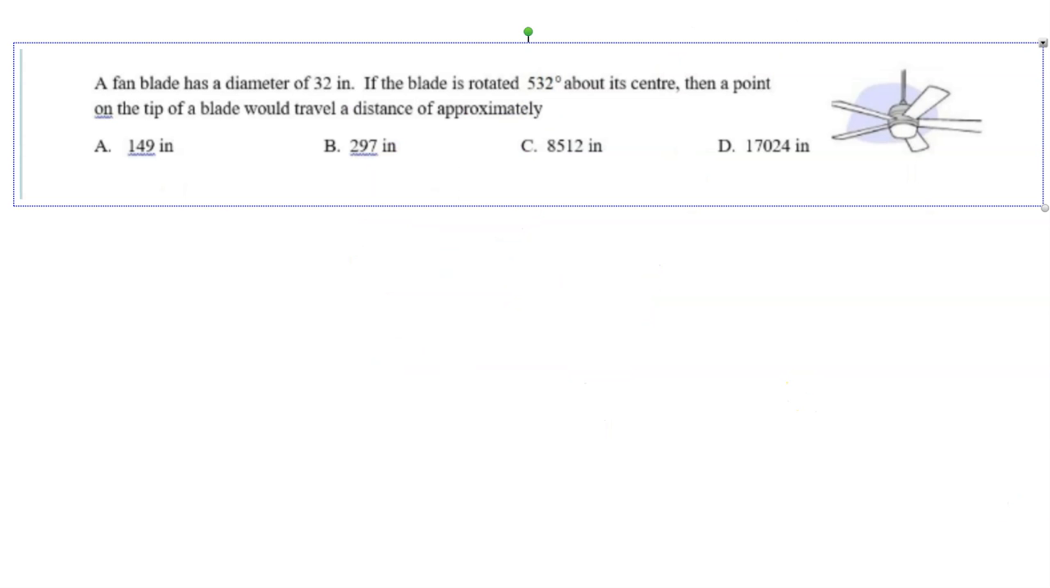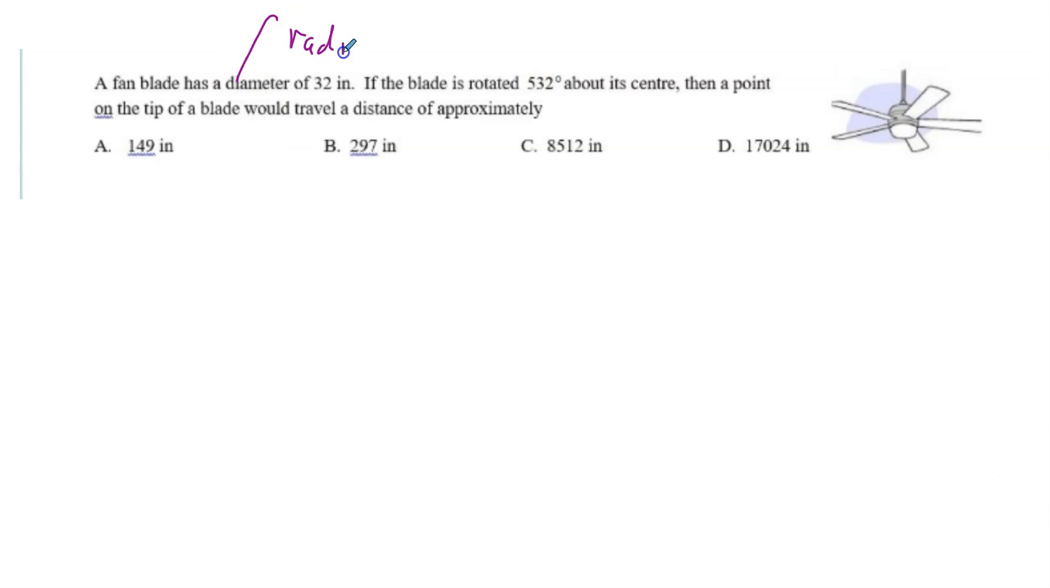A fan blade has a diameter of 32. As soon as I read diameter, that means the radius is 16 inches, because nowhere do we have anything where we use D in a formula. If the blade is rotated 532 degrees about its center, then a point on the tip would travel a distance of approximately. So we want this formula: A is equal to r theta. So r is 16, and theta has to be in radians.